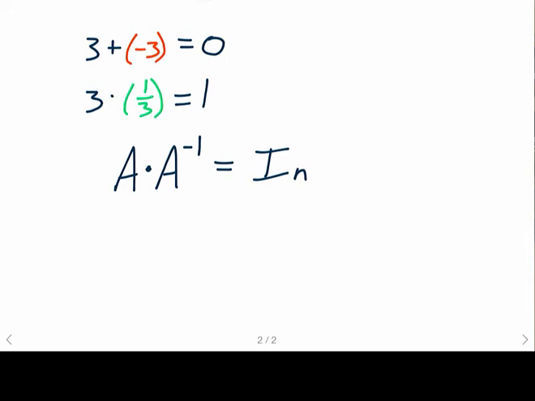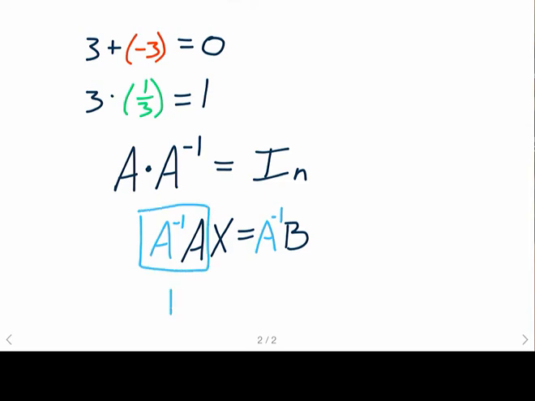The way this is going to play out is if we have a matrix equation AX is equal to B, if I multiply on the left by the inverse matrix, then I have to multiply on the right-hand side of the equation by the inverse matrix on the left again, right? Because matrix multiplication is not commutative. But this A inverse times A becomes the identity matrix, and we have now isolated the matrix X. And on the right-hand side, we have A inverse times B.